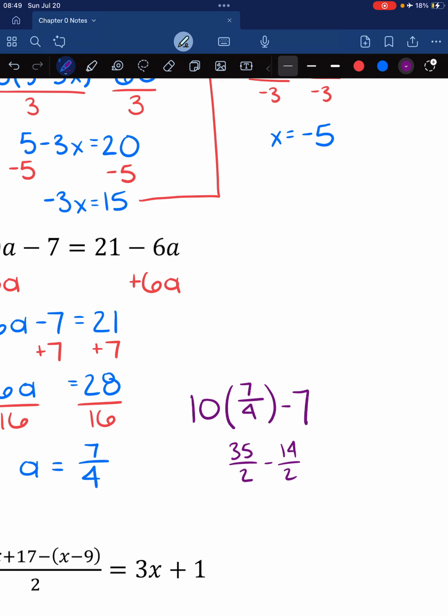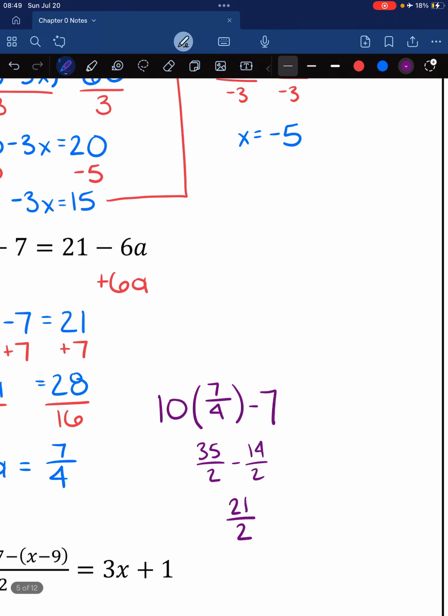I just don't have my calculator with me, which is always dangerous. Okay, so 35 minus 14 is going to be 21 halves. Again, please correct me if I'm wrong. Okay, 21 halves for the left side. We just need to make sure that that is still true for the right side of the equation. So totally separately, I need to check what is 21 minus 6 times, I think the answer is 7/4.